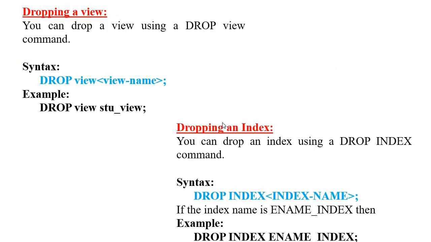Like a view, an index can also be dropped from the memory. The syntax is drop index index_name. For example, drop index ename_index. So when you give a command like this, the ename_index will be removed from the memory.